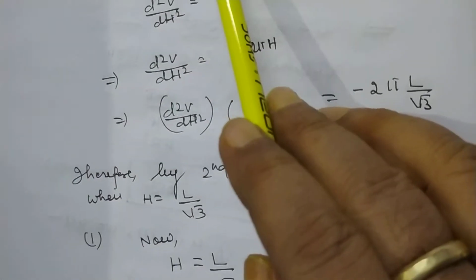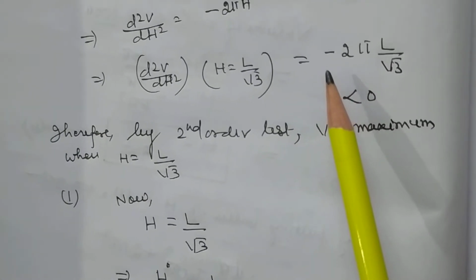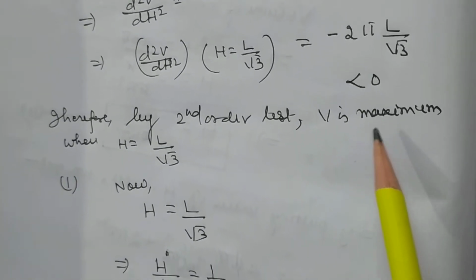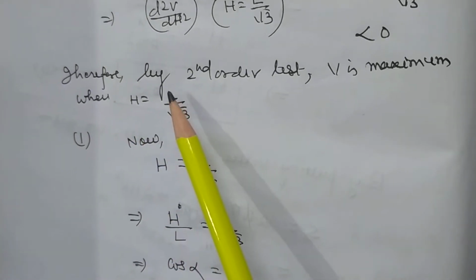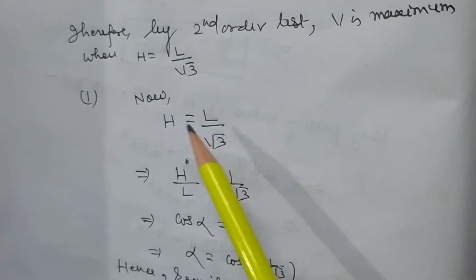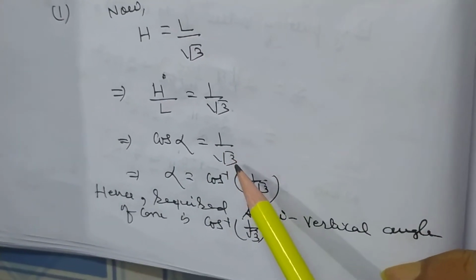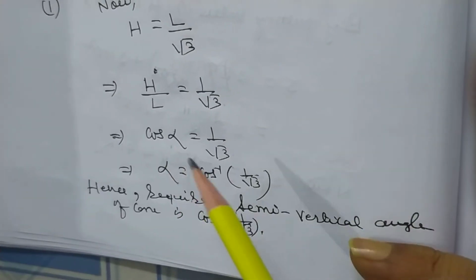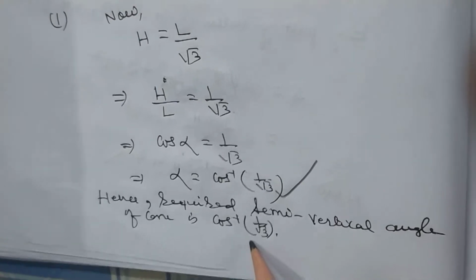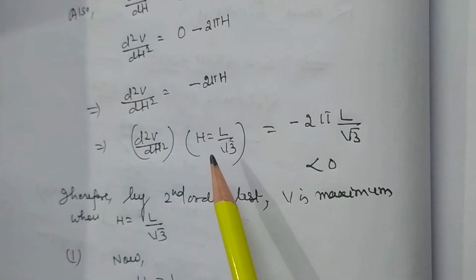Now at the point h is equal to L by root 3, the value of d2V by dh square is less than 0. Therefore, by the second order derivative test, V is maximum when h is equal to L by root 3. Now h is equal to L by root 3, so h by L is equal to 1 by root 3. So cos alpha is equal to 1 by root 3. So alpha is equal to cos inverse 1 by root 3. Hence the required semi-vertical angle of the cone is cos inverse 1 by root 3 when volume is maximum.